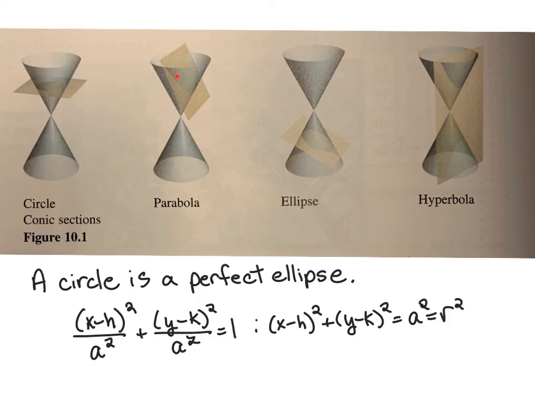A parabola is just a slice through the open edge, and you can trace where it cuts right there. And then hyperbolas are straight up and down slices that cut through both cones in a straight way, so they back up to each other.